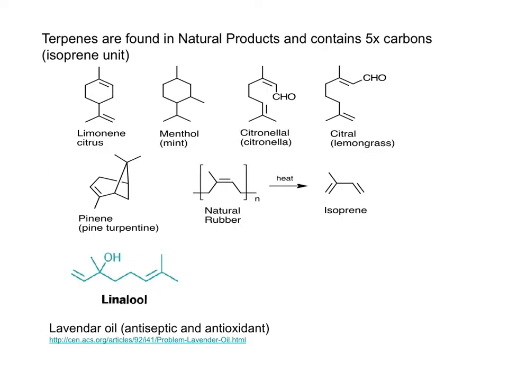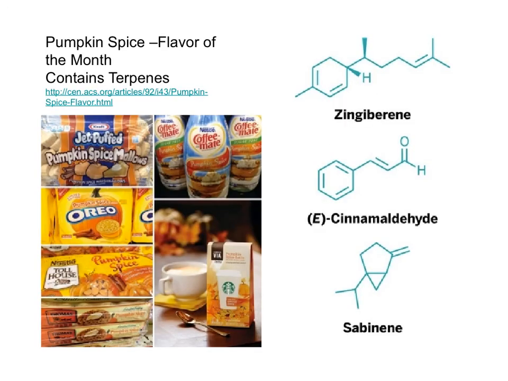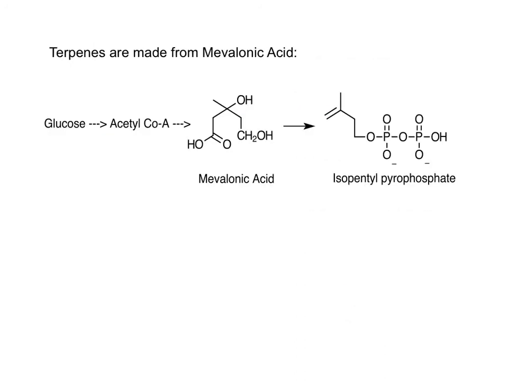Terpenes are found in many natural products and contain a multiple of 5 carbons. These terpene compounds are alkenes. Pumpkin spice was a fad in foods for a while. These compounds are found in pumpkin spices. The naturally occurring terpenes are made from mevalonic acid, which is derived from glucose.